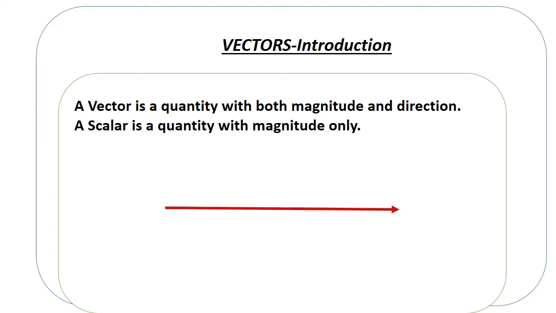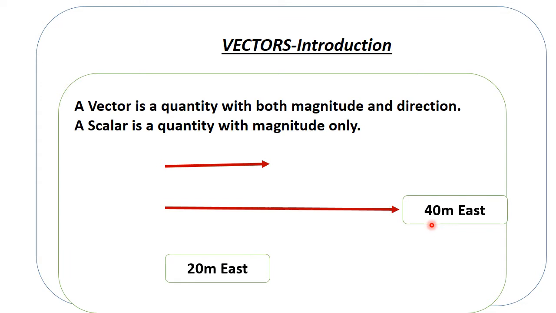Let's say we have got this quantity here. You can see that it is pointing this direction. Depending on the length, for example, we can say that this is 40 meters east. So the 40 meters part is the size and the east is the direction. So it has given us the direction and of course the quantity. We can also have something like this, which you can say is 20 meters east. So the quantity has changed, but the direction is the same. So in talking about vectors, we talk about quantity and direction.